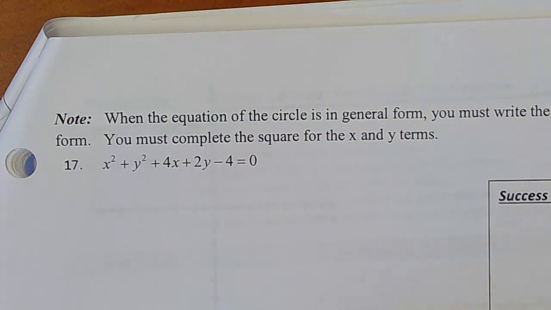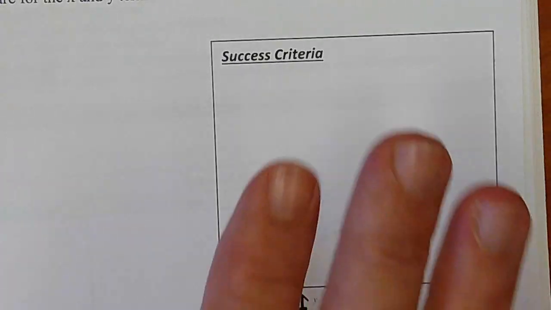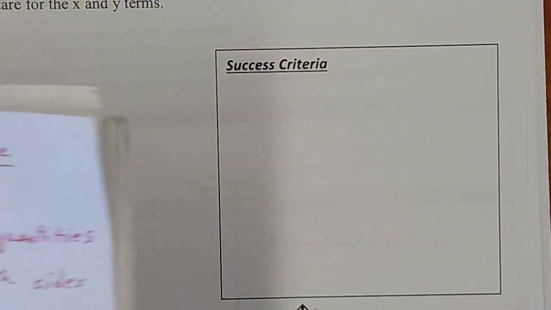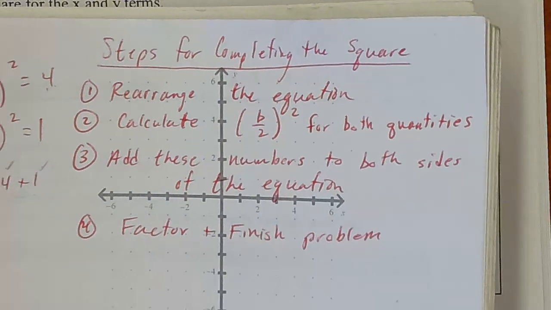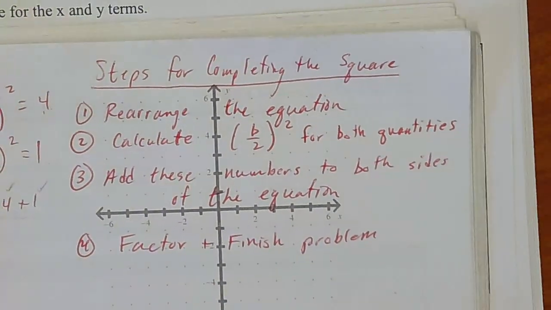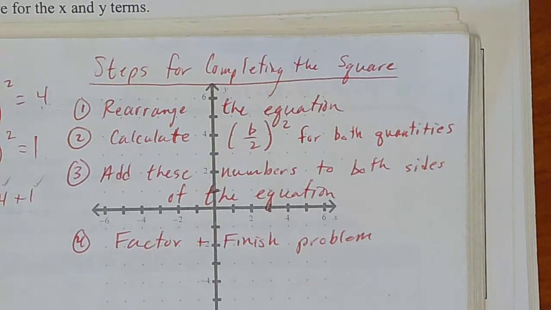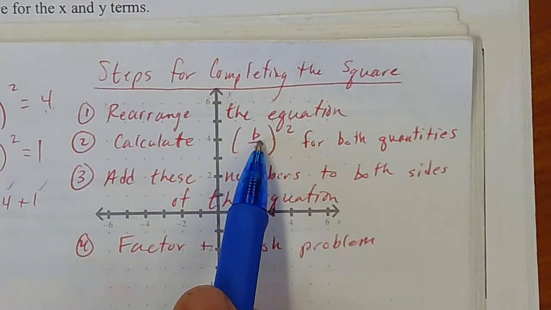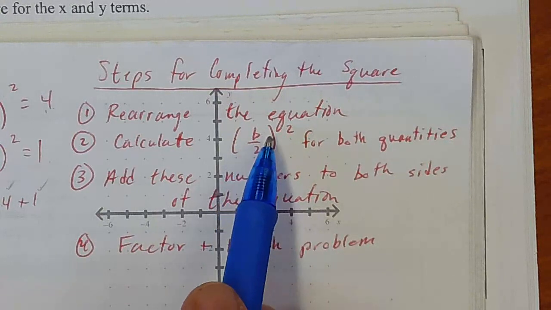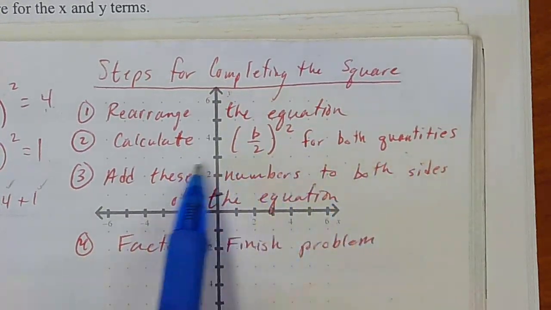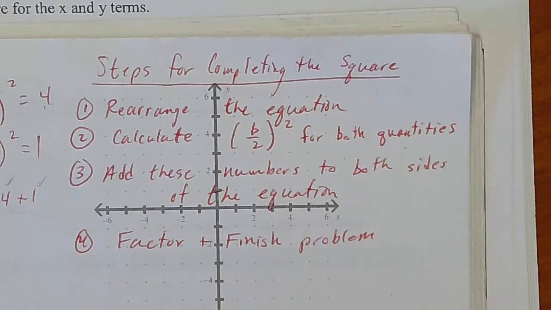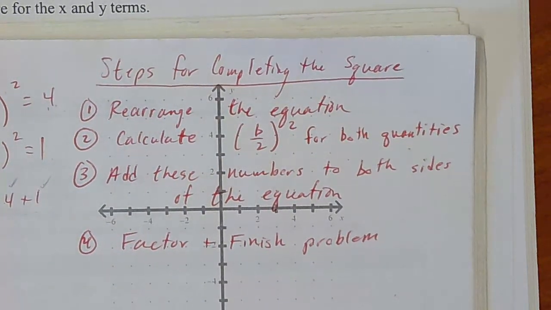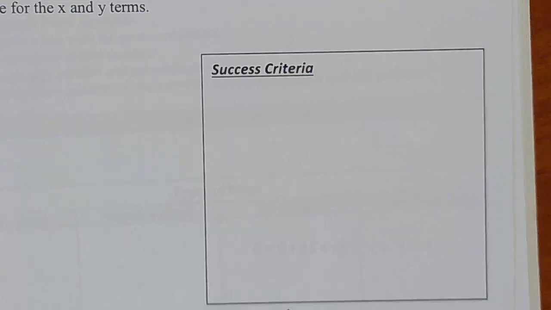Completing the square has multiple steps, so I want to make sure I provide you with those steps. Let's write the steps for this right in this success criteria box. At home, I'm going to pause this so I save the time. Copy these steps for completing the square into that box. Do note this is not a 6, it's a b for the coefficient in front of x for a quadratic. So b over 2 and square it for both quantities. Balance the equation, add it to both sides, and then we'll factor and finish the problem. So here we go. Let's give it a try on 17, and then I'll have you guys try for 18.